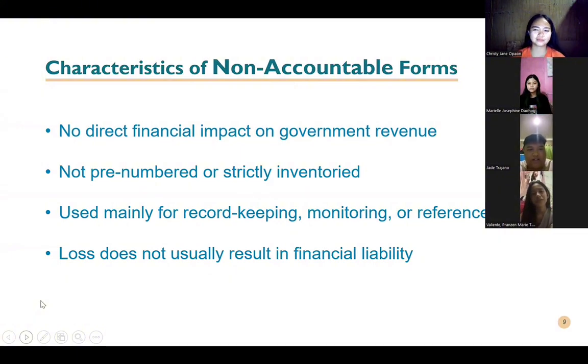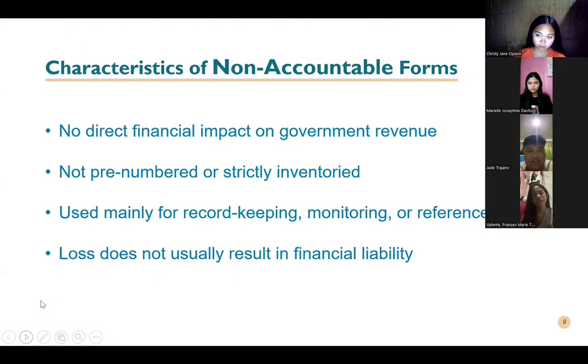Here are the characteristics of non-accountable forms. The first is no direct financial impact on government revenue. These forms are not used to collect taxes or payments and fees. Their purpose is mainly to support operations and documentation.